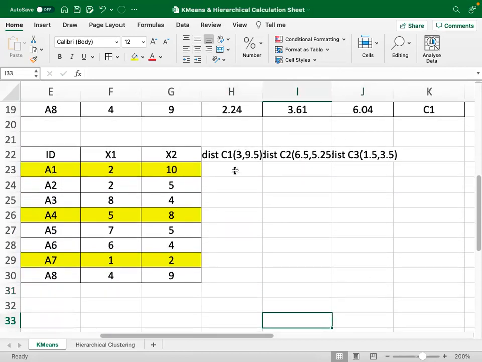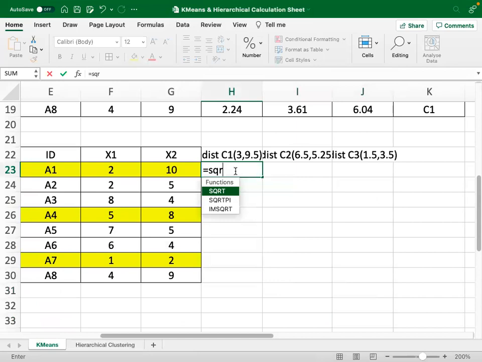Now we will do the distance calculation. It is equal to SQRT, open two brackets, 2 minus 3 to the power of 2 plus, open bracket, 10 minus 9.5 to the power of 2, close bracket. Because cluster 1 centroids are now 3 and 9.5.